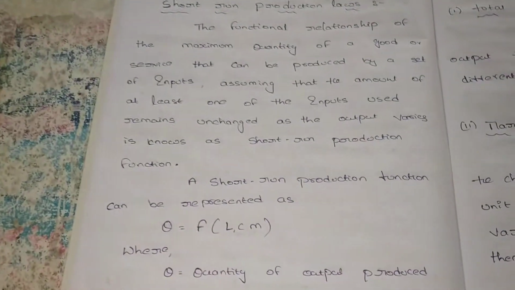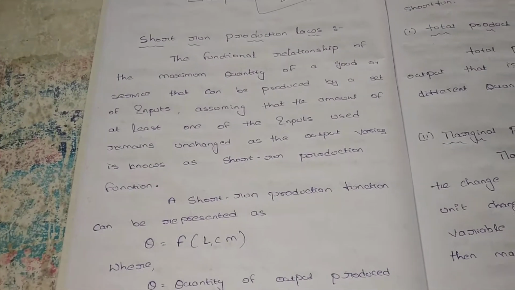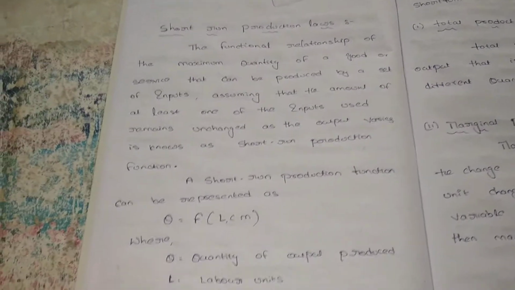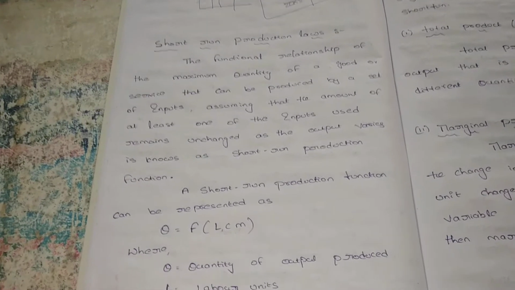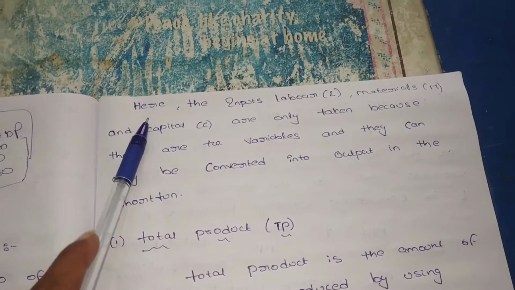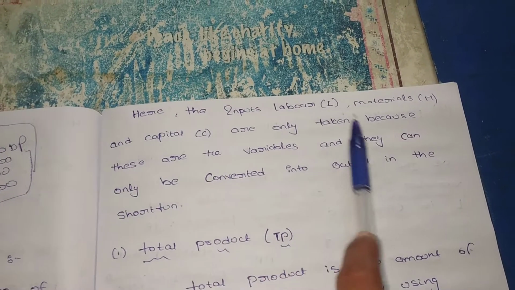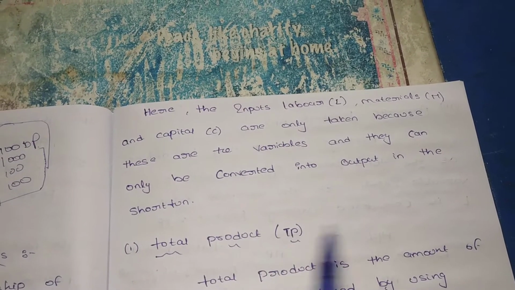What does the short run production function say? It shows the relationship between the inputs and outputs. Among these inputs, it says at least one factor of input is fixed. Among the three factors, at least one is fixed, meaning there is no change in one factor of input. Then only the law can apply. So here the inputs labor, material and capital are taken because they are the variables that can be converted into output in the short run.